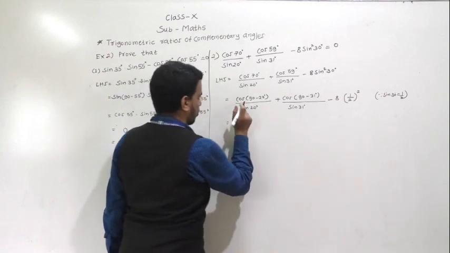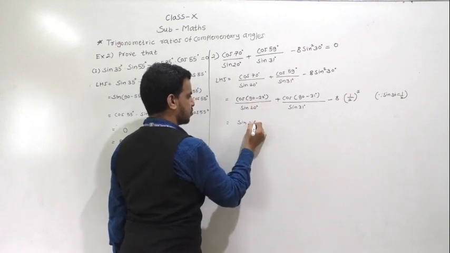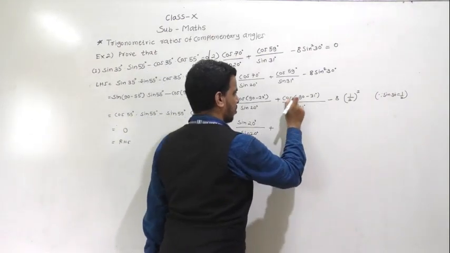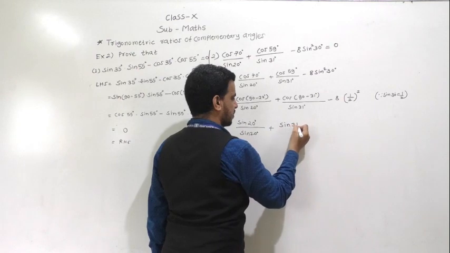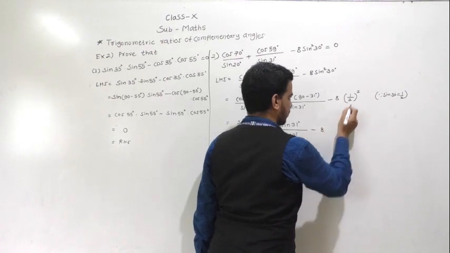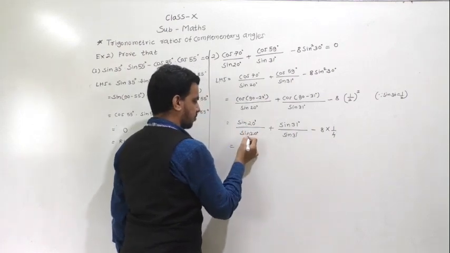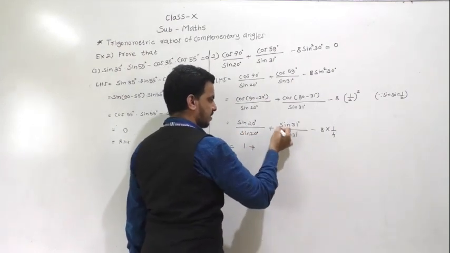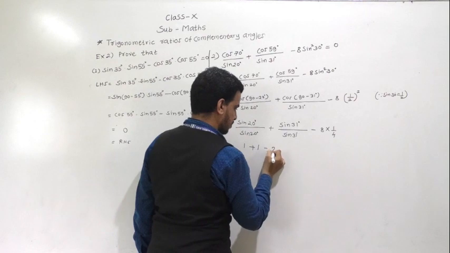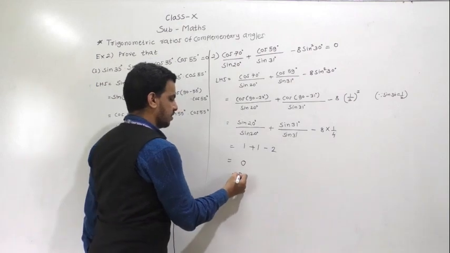Now cos of 90 minus 20 degree, cos of 90 minus theta is sine theta, so sine 20 degree divided by sine 20 degree as it is, plus cos of 90 minus 31 degree is sine 31 degree upon sine 31 degree, minus 8 into 1/2 square, which is 1/4. So sine 20 upon sine 20 is 1, sine 31 upon sine 31 is 1, minus 4 2s are 8, so 2 remains. 1 plus 1 is 2, 2 minus 2 is 0. So it is equal to RHS.